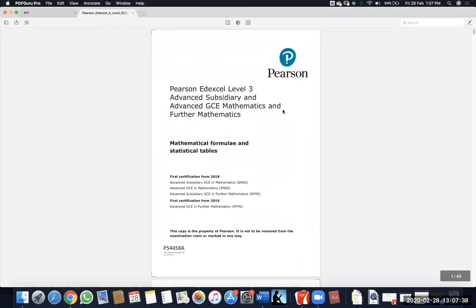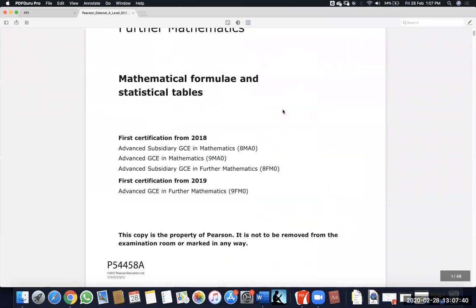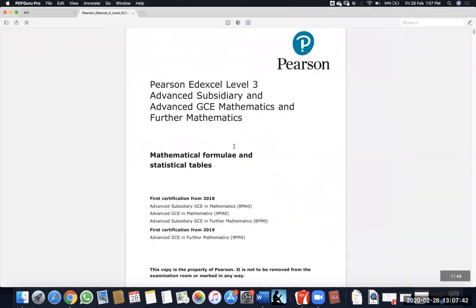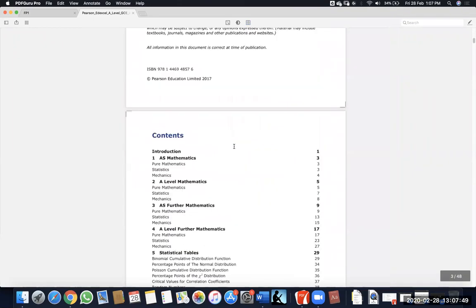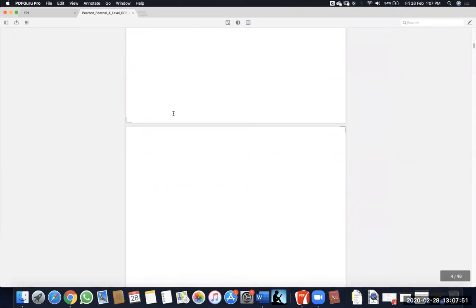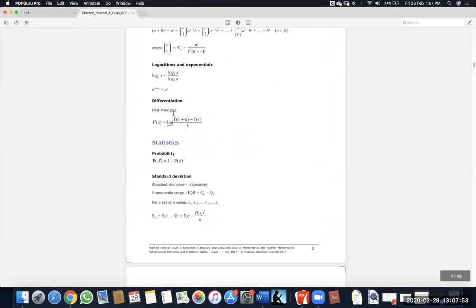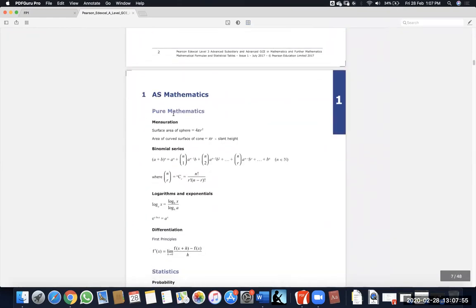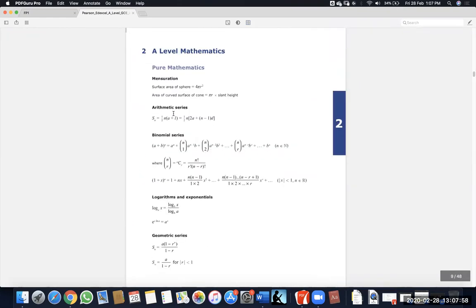So this is the formula booklet you always have, okay? In any mathematics exam, even your core mathematics, you have the same booklet. Even if you are taking core mathematics, you will still have the further pure math formula booklet. So just have a look. Let's go to the further pure math.